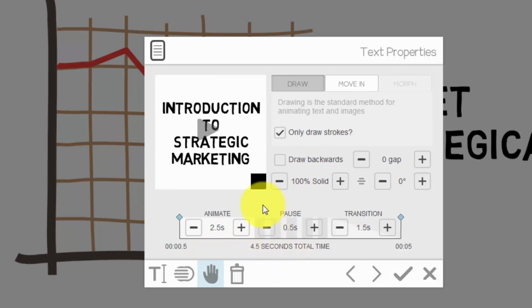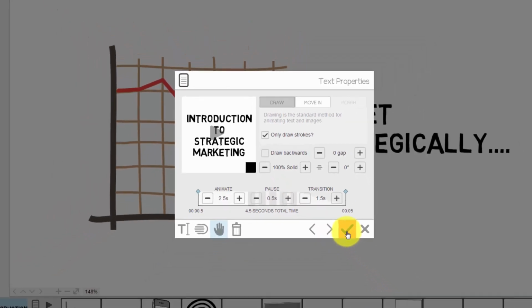And what you're trying to do with the pause is you are trying to match the timing of the animation to the actual voiceover. So if you look at animation plus pause, this should equal the timing of the actual discussion. So in other words, we will actually play Introduction to Strategic Marketing and you'll be able to see it then.